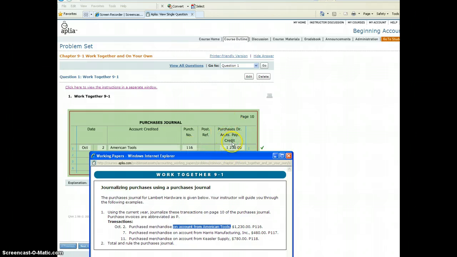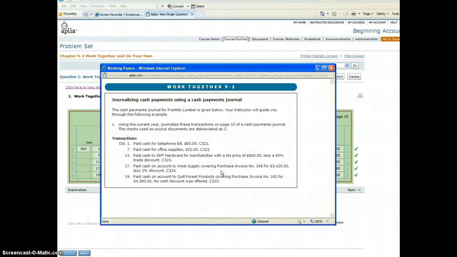Notice the heading on this column. It says purchases being debited, accounts payable being credited. So two accounts are entered in one transaction. And this is a big time saver. So anytime you see purchase merchandise on account, you are going to use the purchases journal.